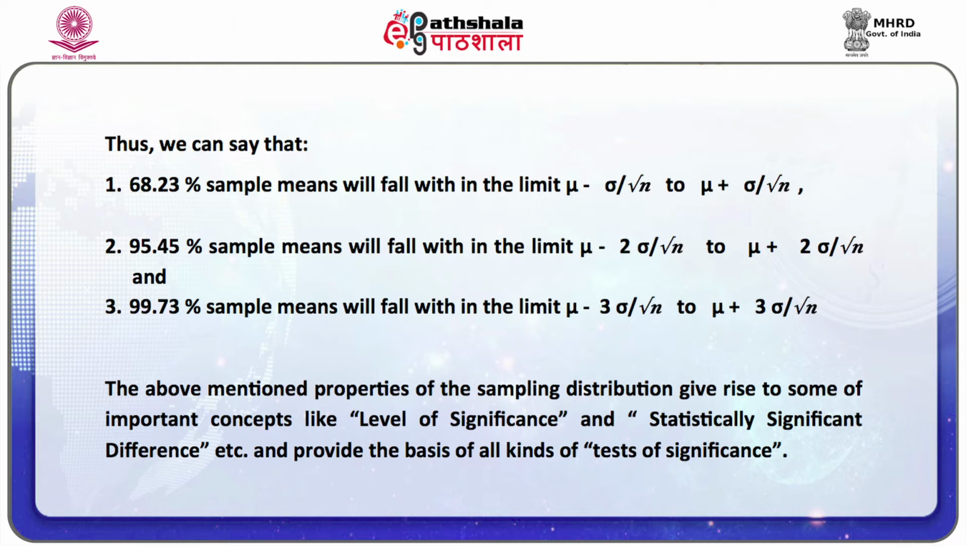Again, we can say that 95.45% of sample means will fall within the limit of mu minus 2 sigma upon root n to mu plus 2 sigma upon root n. That is also a property of the normal distribution. Further, we can say that 99.73% of sample means will fall within the limit mu minus 3 sigma upon root n to mu plus 3 sigma upon root n.